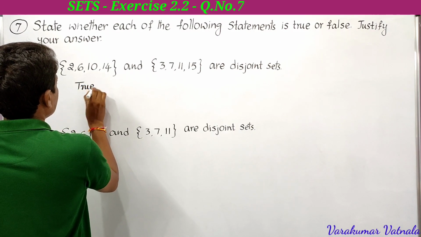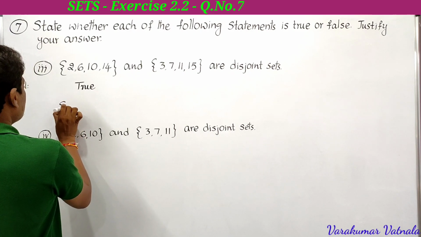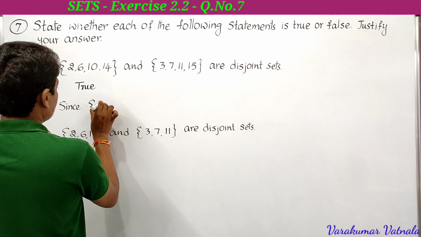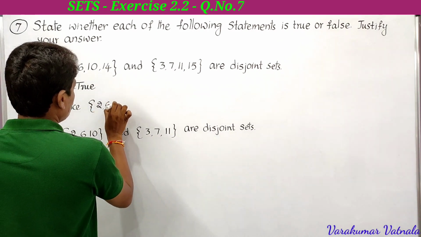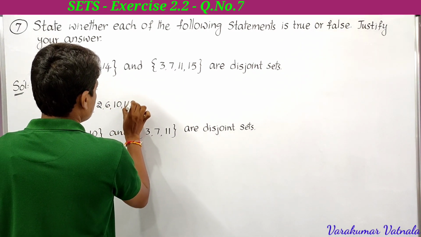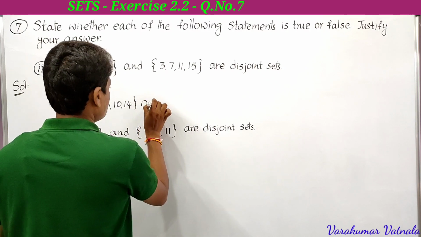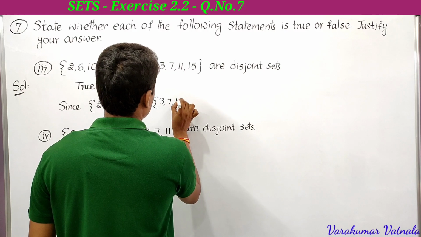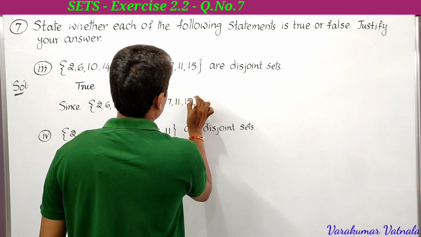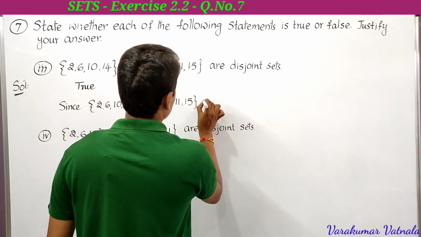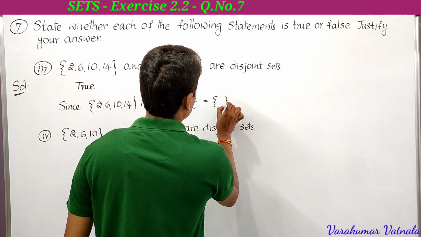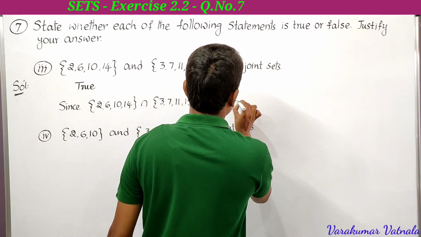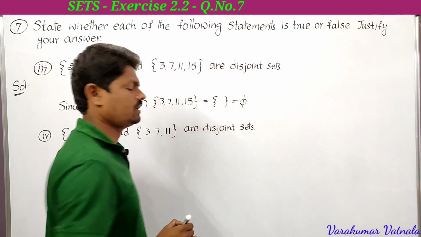So justify, he is saying, so just you have to find the intersection. Since 2, 6, 10, 14 intersection 3, 7, 11, 15. So there are no common elements in both the sets. So we can say it is null set since they are disjoint.